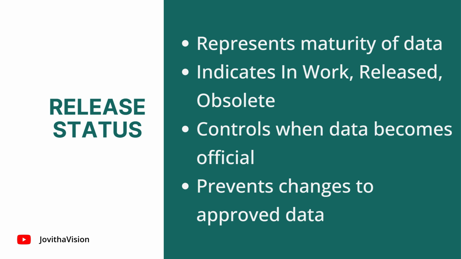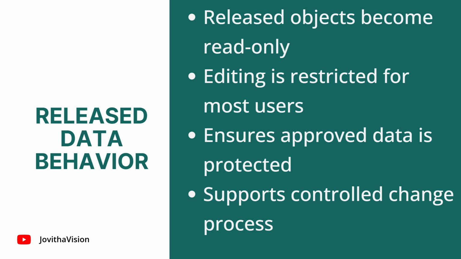Let's understand release status. Release status represents the maturity level of an object. It defines whether data is in work, under review, or officially released. Common release statuses include in work, released, and obsolete. Once an object is released, it becomes read only for most users. This prevents unauthorized changes to approved data.